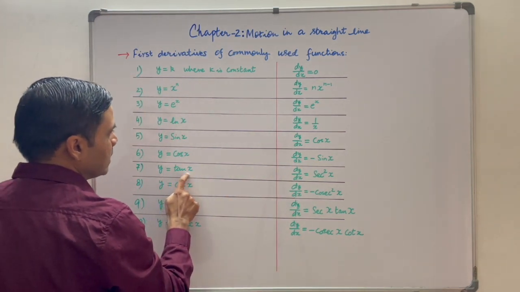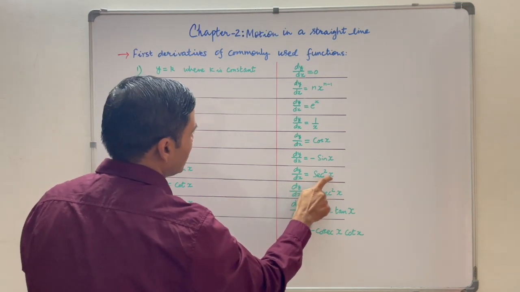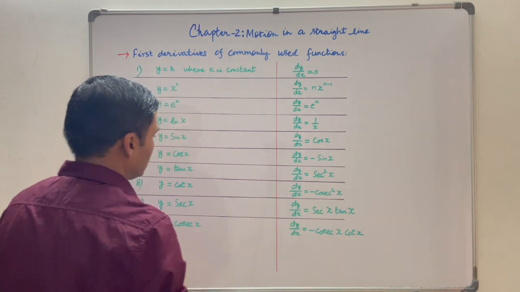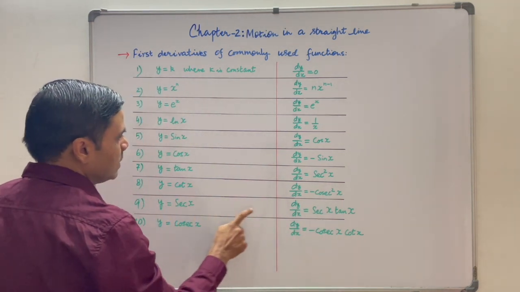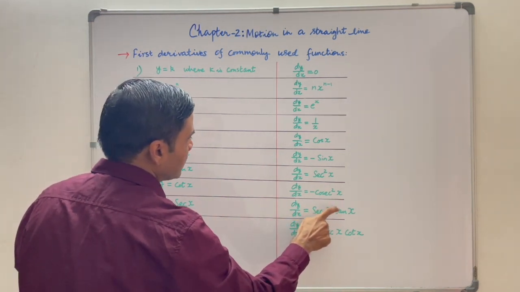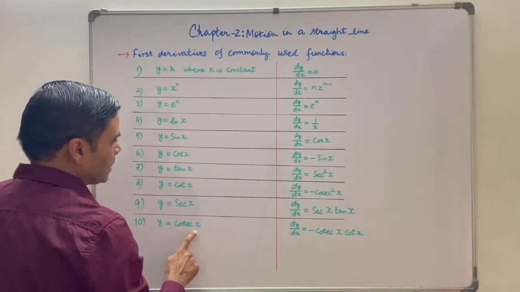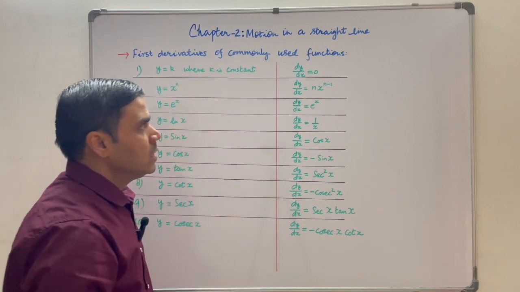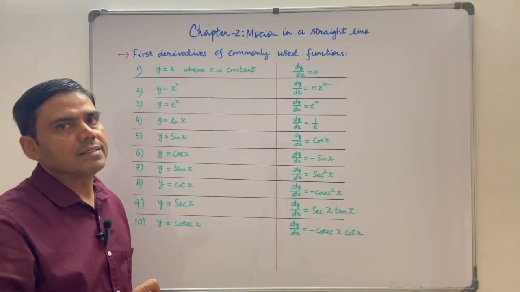y is equal to tan x. dy by dx is sec square x. y is equal to cot x. dy by dx is minus cosec square x. y is equal to sec x. dy by dx is equal to sec x tan x. y is equal to cosec x, dy by dx is equal to minus cosec x cot x. You may note down the table and memorize it.